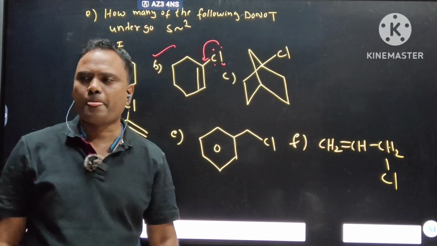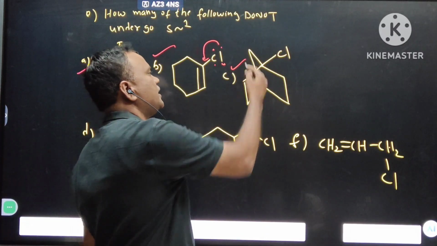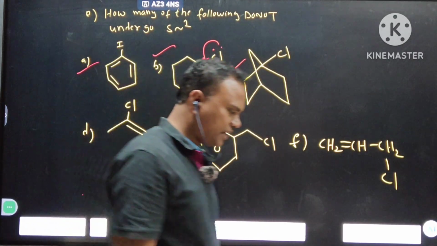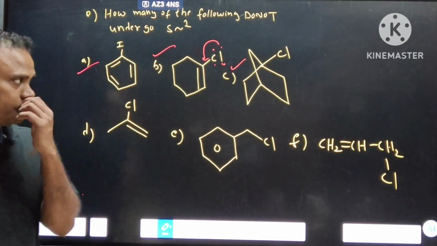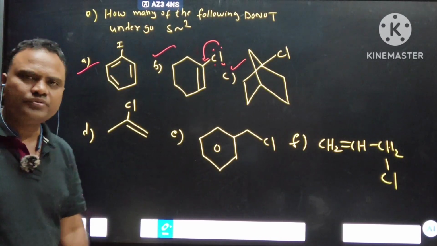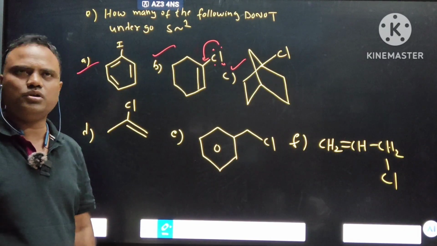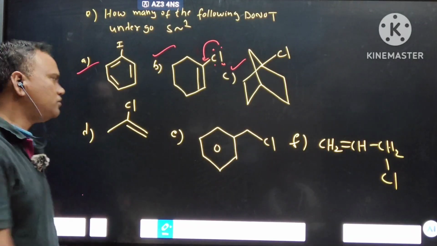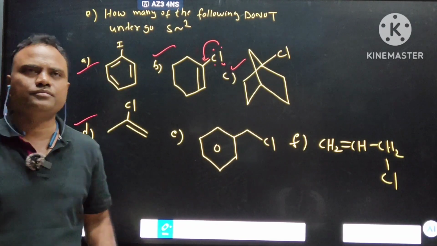Next, bridgehead halide, do not undergo. That is a statement actually. According to Bredt's rule, positive charge at the bridgehead is unstable. That's why it does not undergo SN1. So the first three. Then what about D? Do not undergo, because in D also, the halogen is directly connected to the double bond. Take this also. What about E and F?